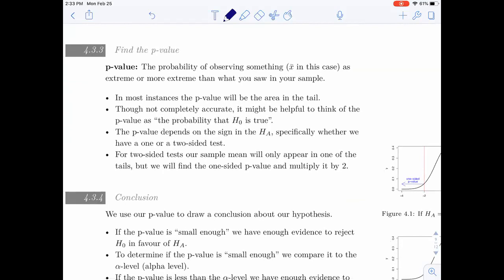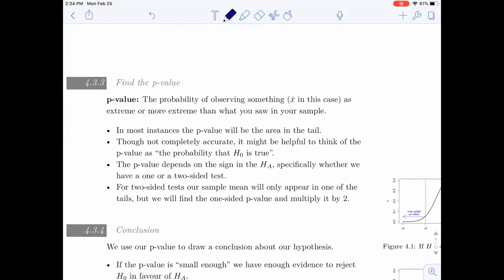Step 3 is find the p-value. So the p-value, we said, was the area in the tail. The formal definition is, the p-value is the probability of observing something, x bar in this case, because we're starting with the scenario where we're just talking about one sample mean. So observing a sample mean as extreme or more extreme than what you saw. And the as extreme or more extreme is what makes it the area in the tail. In most instances, pretty well all of them, unless there's some weird, wrong hypothesis going on, the p-value will be the area in the tail.